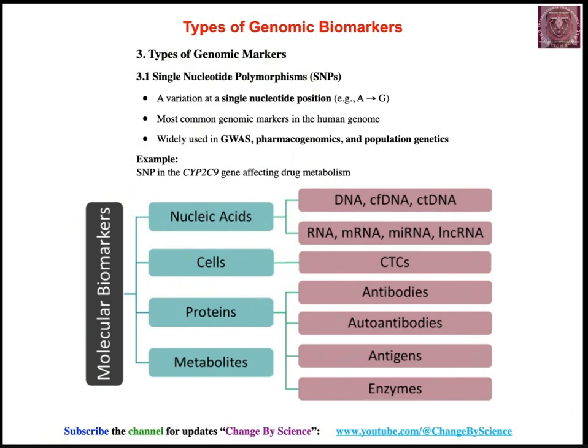In general, in the molecular biomarker section, it comes to the subsection in nucleic acids like DNA, cfDNA, ctDNA, RNA, mRNAs, miRNAs, lncRNAs. Then in cells, you go for CTCs, proteins, antibodies, and autoantibodies, antigens, enzymes. Then it comes to the metabolites.